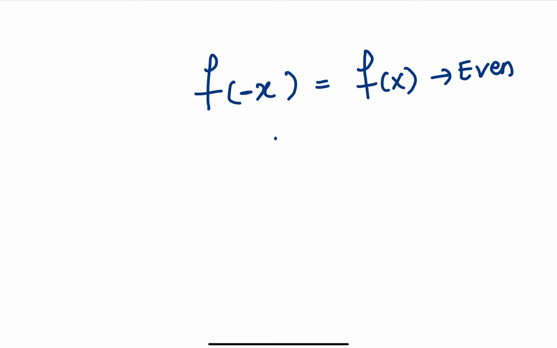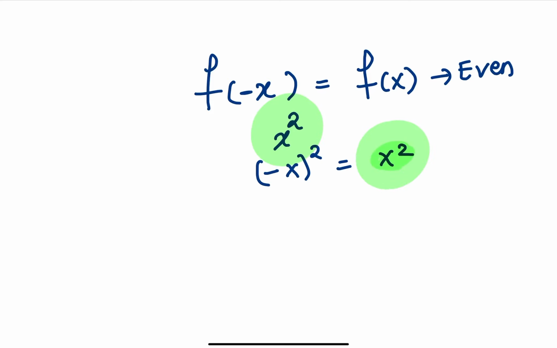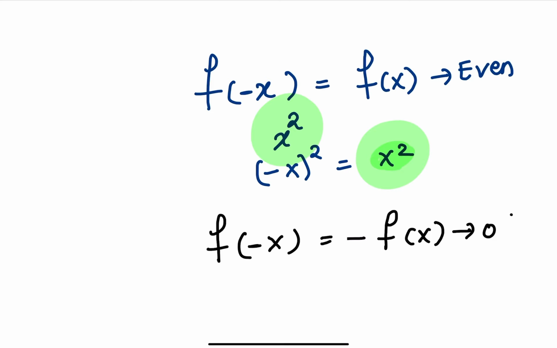Let me take an example of x squared. I'm going to replace my x with negative x, and then I'm going to square it. What's going to happen? You will get back the same function. Nothing changes. See, nothing changes. So that's an even function. What about an odd function? I take my function f of x, and I replace my x with negative x. And when I replace it, if the whole function becomes negative, then that is an odd function.